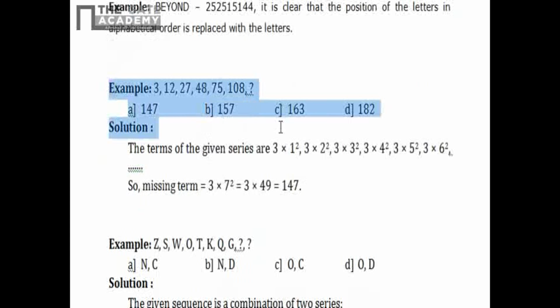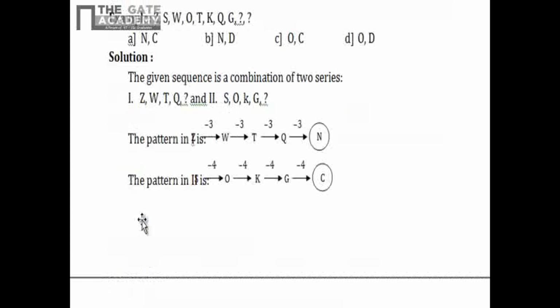This is an example of a series, it's not of coding. Sometimes they ask questions on series also. This is one series: 3, 12, 27, 48, 75, 108. What will be the next term in this series? You have to understand the logic behind this series. Here the logic is 3 into 1 square, 3 into 2 square, 3 into 3 square, 3 into 4 square, 3 into 5 square, and so on. So the missing term will be 3 into 7 square, that is 147.